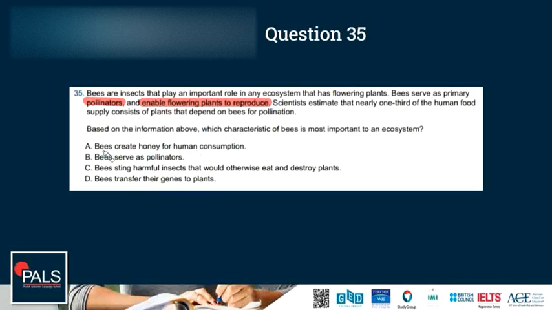Bees create honey for human consumption. Yeah, that's true, but that's not what is important for the ecosystem. Bees serve as pollinators. That sounds very good. Bees sting harmful insects. Not interesting for the ecosystem. Bees transfer their genes to plants. They definitely don't. They transfer pollen from one plant to another and serve as pollinators. The correct answer is B.